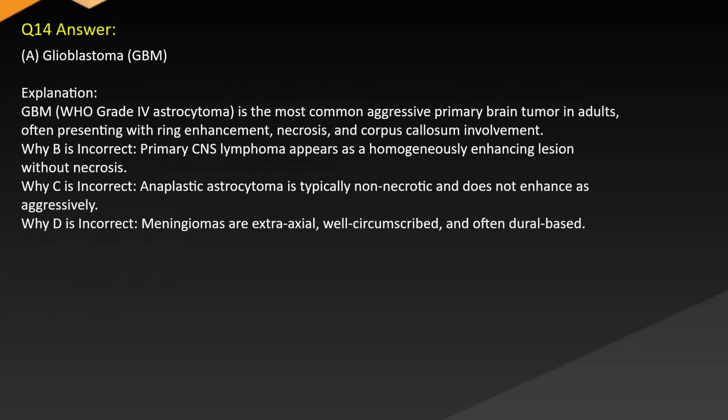Answer: A. Glioblastoma, GBM. Explanation: GBM, a grade 4 astrocytoma, is the most common aggressive primary brain tumor in adults, often presenting with ring enhancement, necrosis, and corpus callosum involvement. B is incorrect. Primary CNS lymphoma appears as a homogeneously enhancing lesion without necrosis. C is incorrect. Anaplastic astrocytoma is typically non-necrotic and does not enhance as aggressively. D is incorrect. Meningiomas are extra-axial, well-circumscribed, and often dural-based.